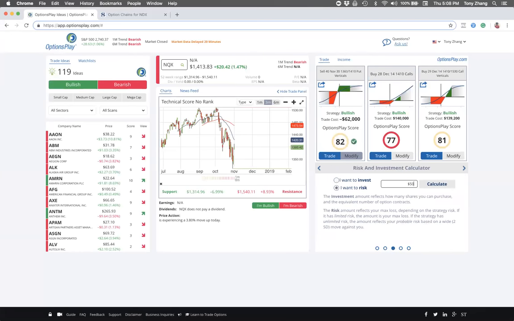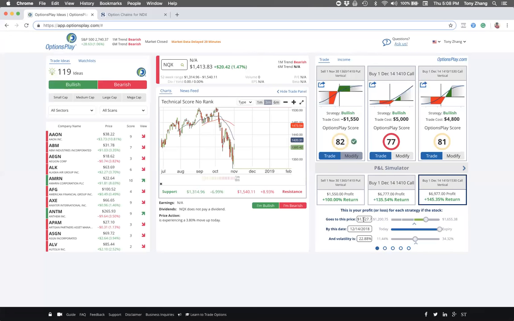Let's say I'm willing to risk $5,000 on this trade. So let's compare this apples to apples and say if the index, which is currently around 1413, goes back up to 1420, which is the 20-day moving average, as you can see here, only the credit spread makes you money. The other two strategies you're going to lose money on.